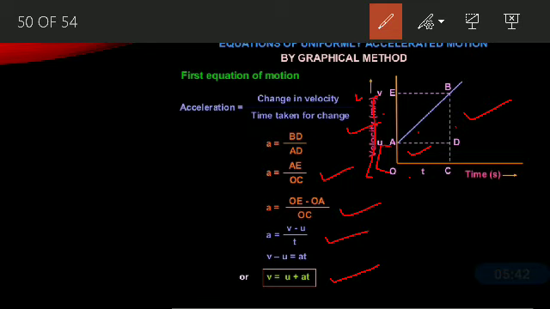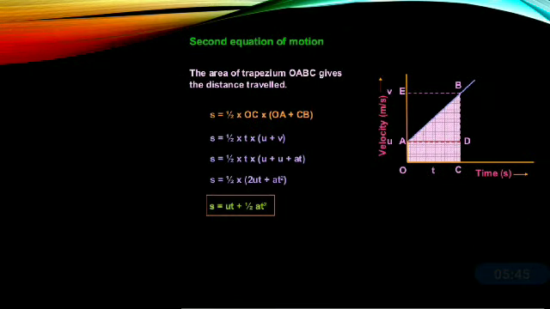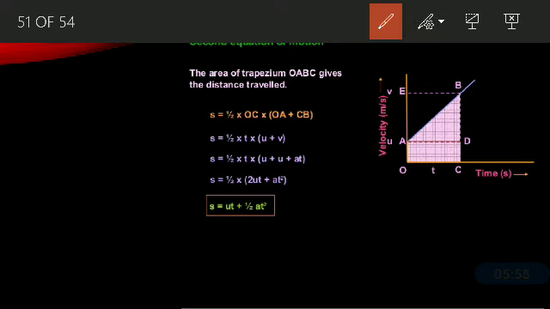Graphically, we are getting this equation. Now let us look at the second equation of motion. Dealing with the same graph, how to derive the second equation of motion graphically. Now the area of trapezium, this is the trapezium OABC. This area denotes the distance traveled, and distance is denoted by S.